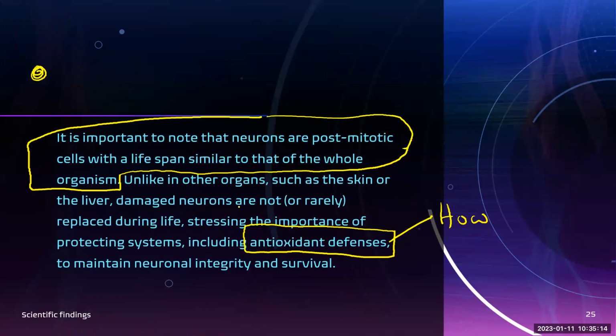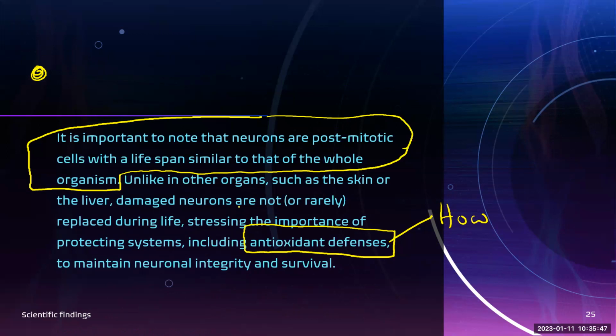It is important to note that neurons are post-mitotic cells with a lifespan similar to that of the whole organism. Post-mitotic means they never divide again. So it is the end of mitosis, and the cell lifespan is similar to the organism lifespan. So they can't refresh or renew cells. They have to keep the same cells until the end of the lifespan.